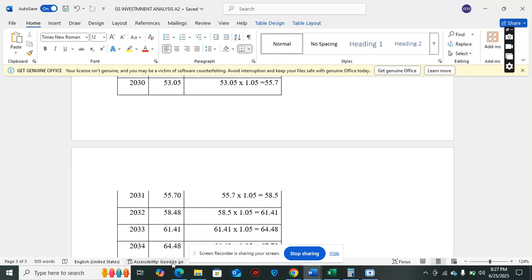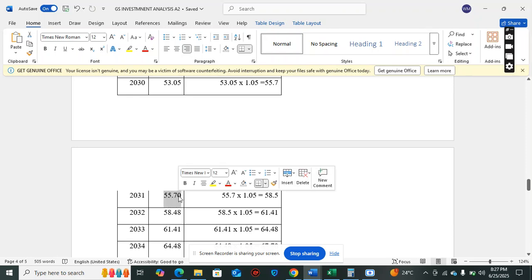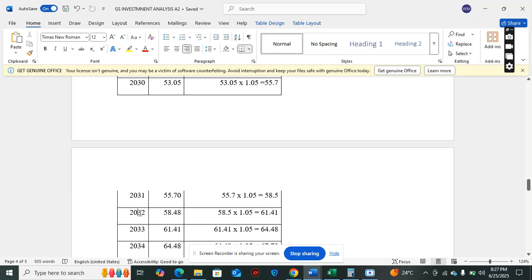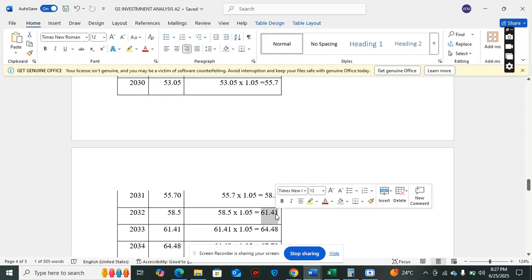In 2031, the dividend has to grow again by 5%. So this 55.7, since it's growing by 5%, we multiply times 1.05, and we get 58.5. In 2032, again, this dividend of 58.5 is growing by another 5%. So we do 58.5 times 1.05, which becomes 61 kwacha 41 ngwe.